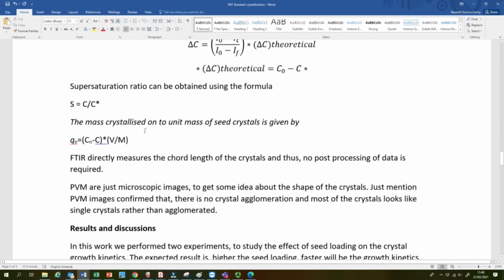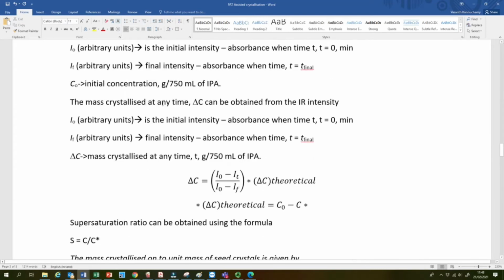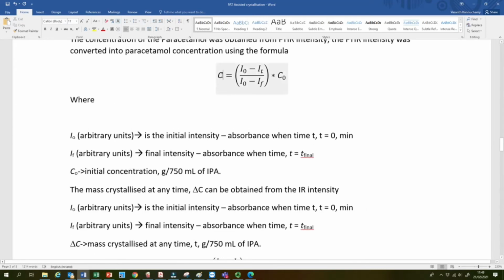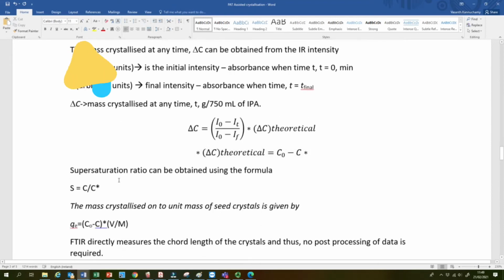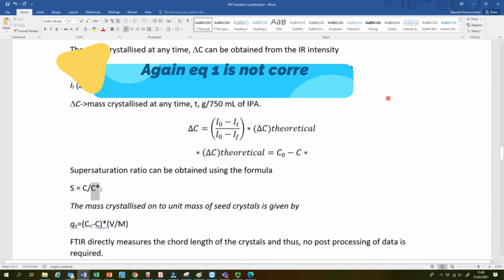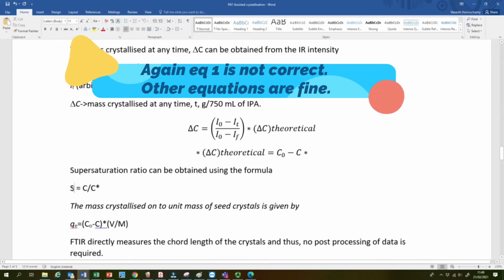And then we can calculate supersaturation using the formula C by C star. If you calculate the concentration using this formula, and we already know your solubility concentration, then we know the supersaturation ratio. So these are the formulas we need.